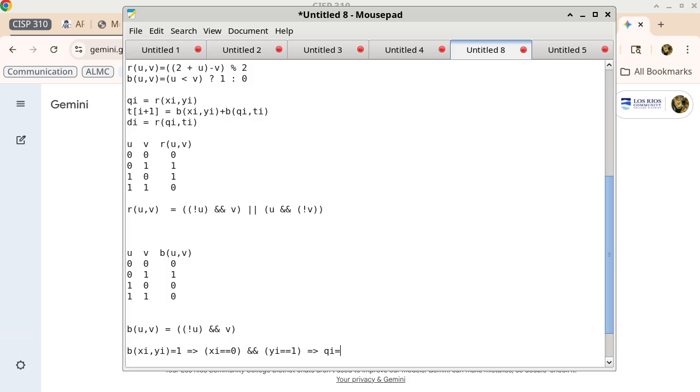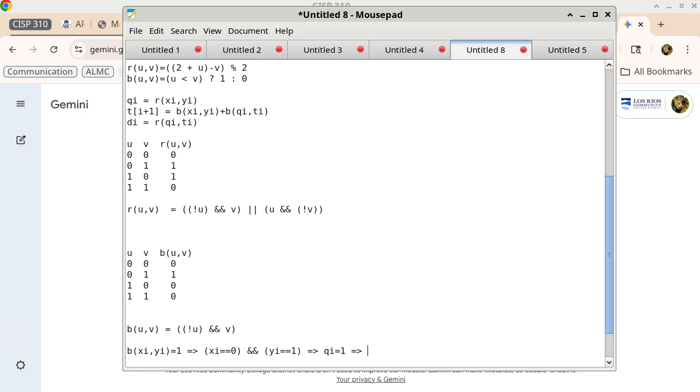How is Q of I defined? Q of I is the R of xi yi. We know that xi is a 0. We know yi is a 1. So that means we know that Q of I has to be, okay, let me roll back. We know xi is a 0, yi is a 1, and qi is the R applied to xi yi. According to the truth table of the R function, if the first thing is a 0 and the second thing is a 1, the result has to be a 1. That is correct.